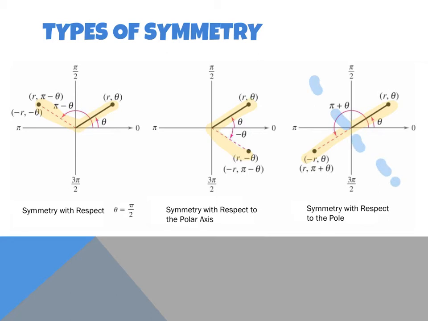The reason you do this is to simplify how many points you pick, because if something is symmetric to the y-axis or to the pi over 2, I only have to do the ones on the right, and then I can duplicate it on the left. If it's symmetric to the polar axis, I only have to do the ones in the top quadrants, and then I can fold it over onto the bottom quadrants.